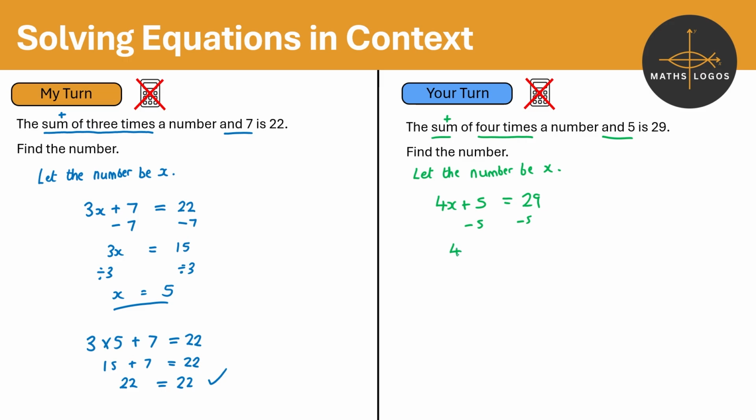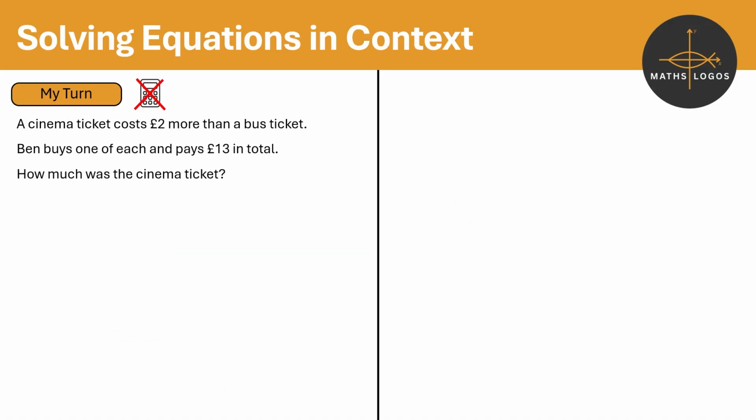That leaves you with 4x is equal to 24. And then we're doing 4 multiplied by x, so to undo that, I'm going to divide both sides by 4. That leaves me with x is equal to 6. My number is 6.